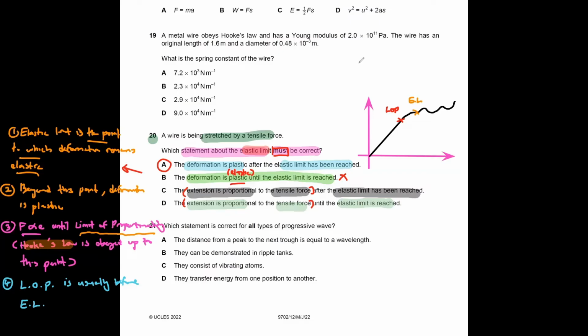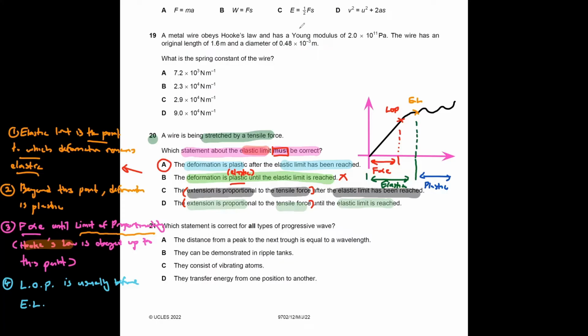So up to this point here, force is directly proportional to extension. Hooke's law is still obeyed up to this point. Then up to this point here, deformation is still elastic. And then after that, it's just going to be plastic. This is a diagram that represents whatever information is stated inside your question. All right, so this is for question 20.